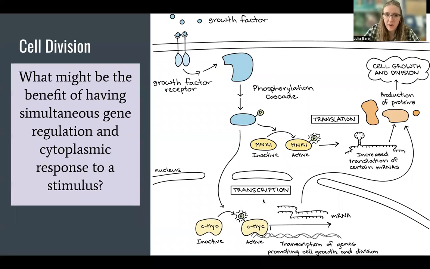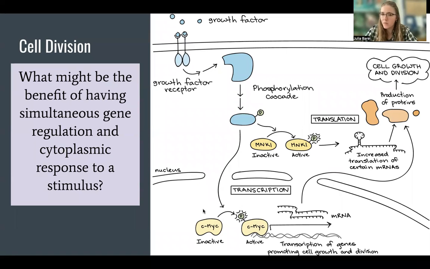What might be the benefit of having simultaneous gene regulation and cytoplasmic response to a stimulus? Pause the video and take a second to think about it. Okay. What do you think?